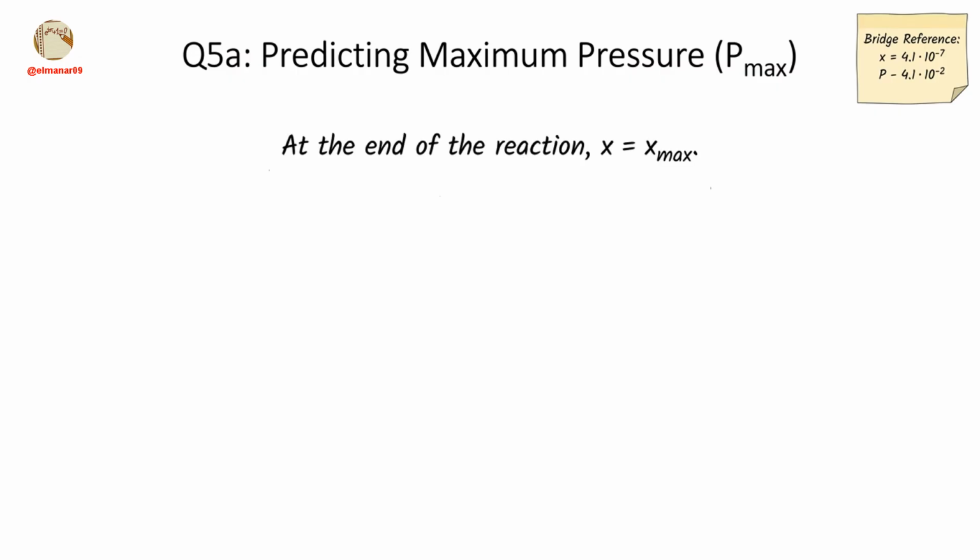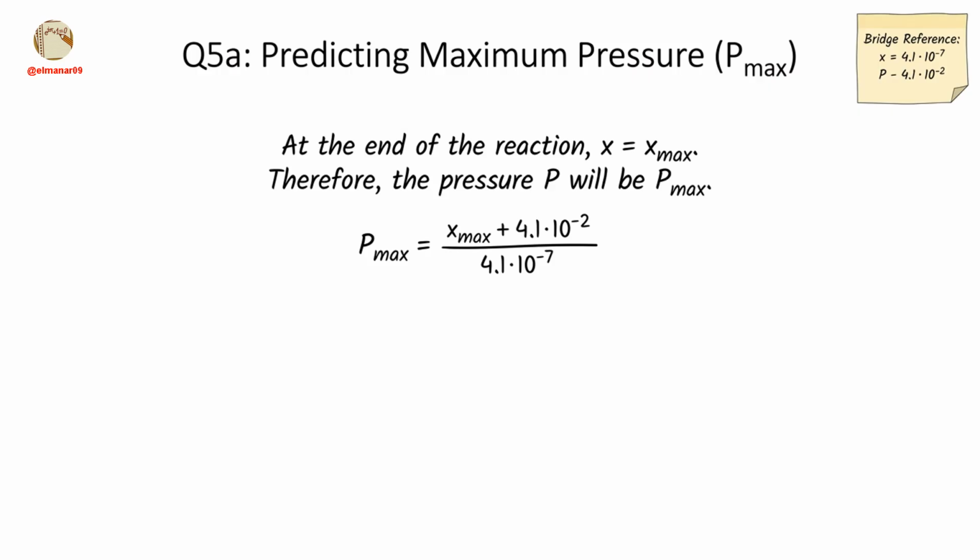Question 5a. Predicting the maximum pressure. Now that we have our bridge equation, we can look into the future. At the end of the reaction, X will reach Xmax. At that exact moment, the pressure P will reach its maximum value, Pmax. Using our formula, we rearrange it to solve for Pmax. Pmax equals Xmax plus 4.1 times 10 to the minus 2, divided by 4.1 times 10 to the minus 7.